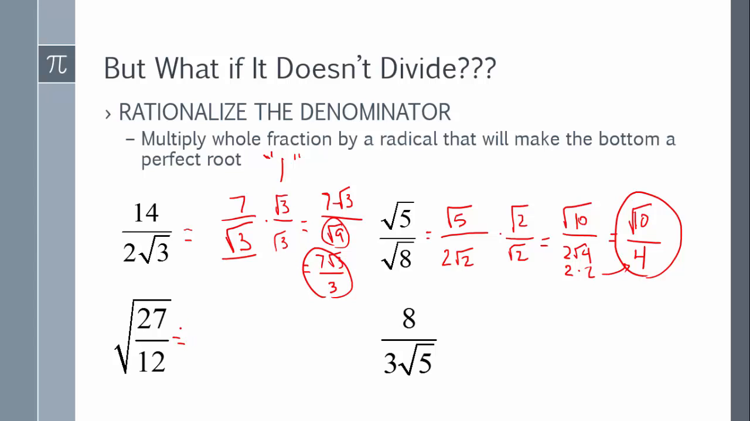Root 27 over root 12, rather. Well, let's do the property from the last slide, and let's split it up into 2 separate radicals so we can reduce them. All right, the square root of 27 is 3 root 3.